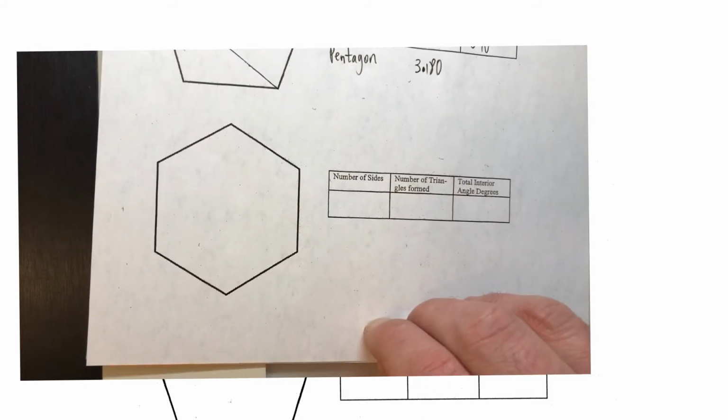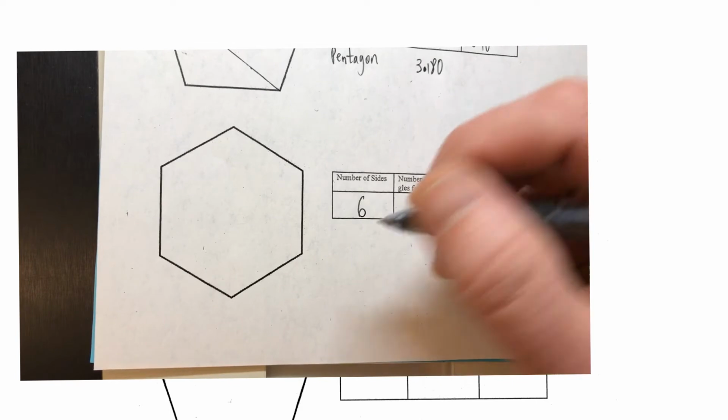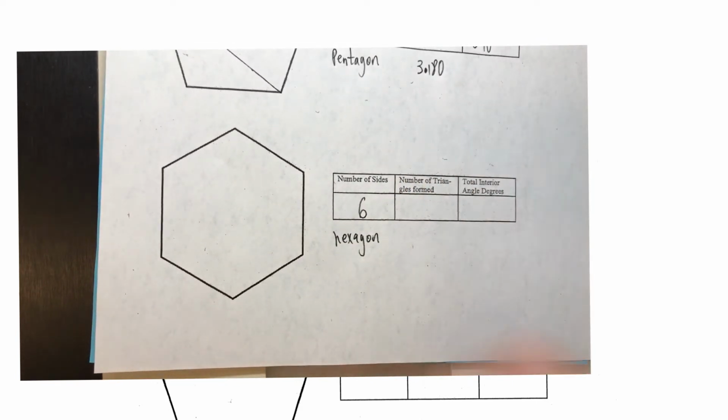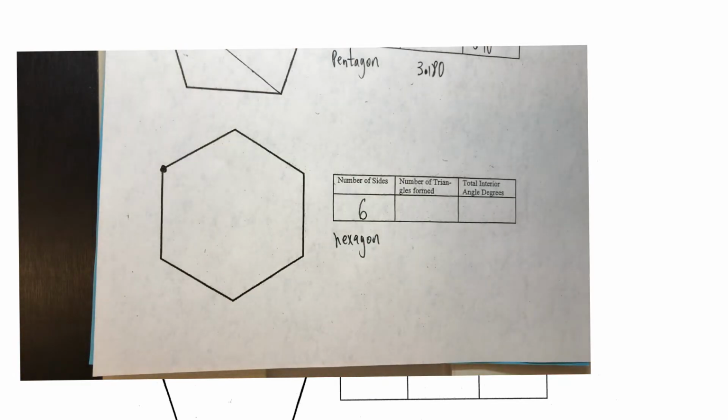All right, next one. How many sides does this have? Six. What do we call that? Hexagon. That is a hexagon. Okay, so I'm going to do the same thing. I'm going to start from this vertex. I'm going to draw all the diagonals that I can.